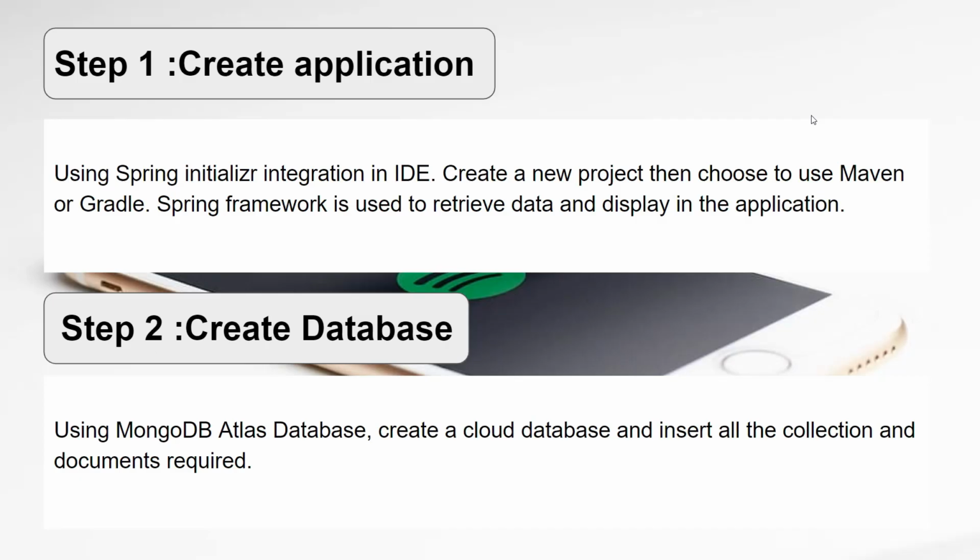Okay, so first is create application. We will be using Spring Analyzer, which means we are using the Spring framework to build the service client side, which we have built in project 1. So we will be using that to consume the web service that we have created. The second step is we need to create the database for the web service. So we choose the MongoDB Atlas database, which is a cloud database where we can insert all our collections and required documents.